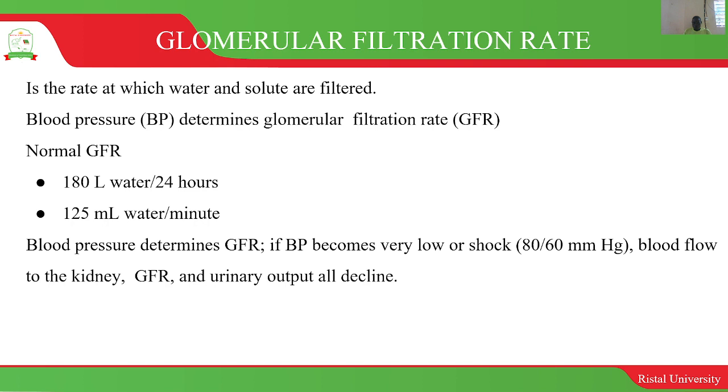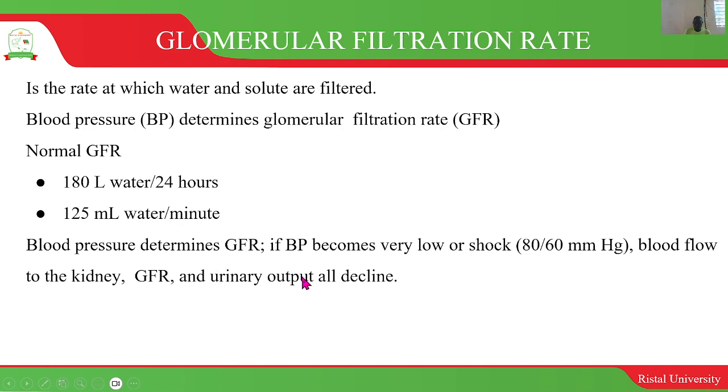So we look at the glomerular filtration rate. We say it is the rate at which water and solutes are filtered. So we can actually measure it. The rate at which water is filtered through the glomerulus. We look at what volume of water is passed through the glomerulus in what particular period of time. The blood pressure also determines the glomerular filtration rate. Normal glomerular filtration rate in an adult is 180 liters of water for 24 hours. Okay, and then it is an equivalent of 125 ml of water per minute.